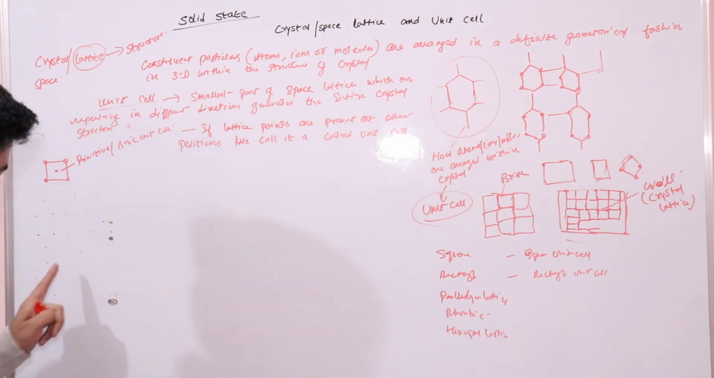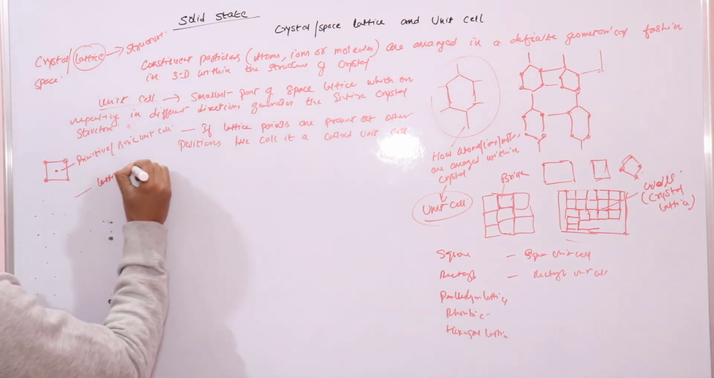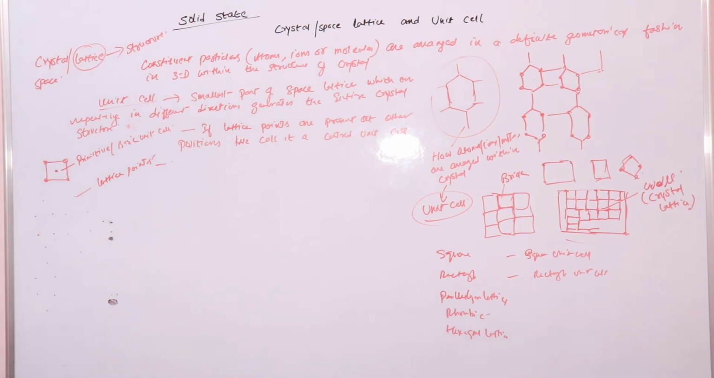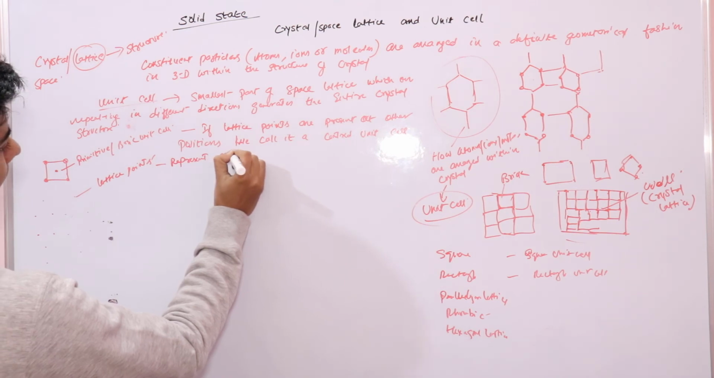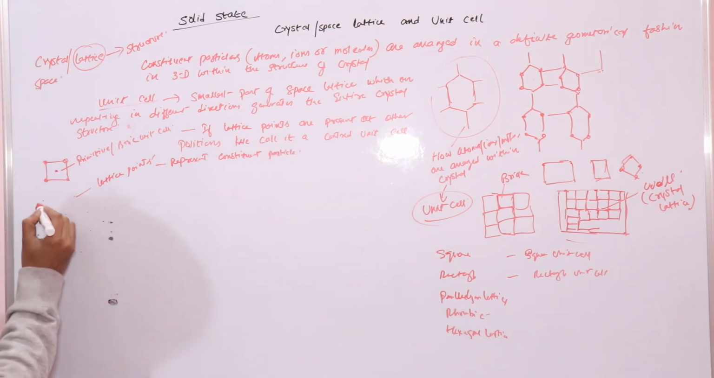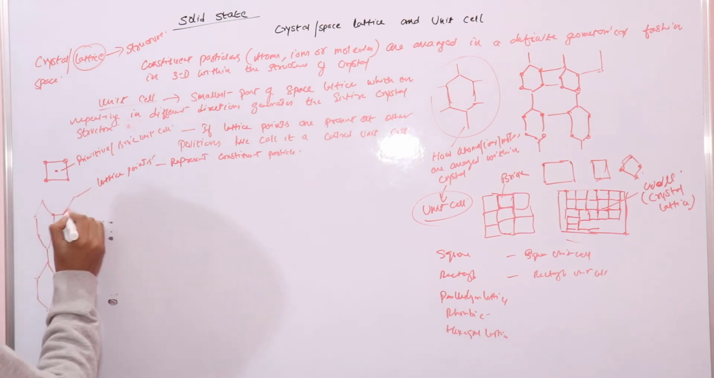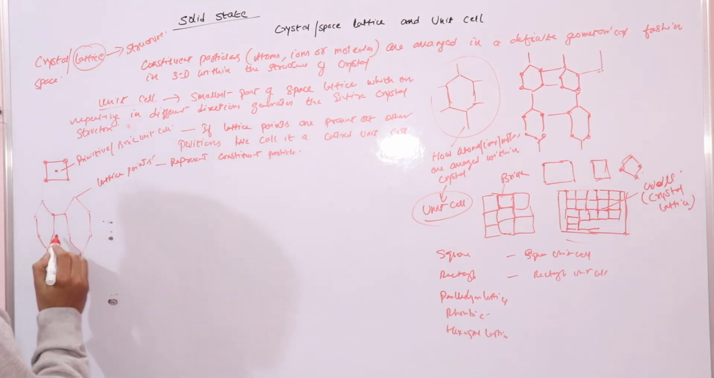And these points that represent atoms, ions, or molecules are known as lattice points. These lattice points represent the constituent particles, atoms, ions, or molecules in the structure of the crystal. Now if I join these lines, look, I'm joining these points and it will generate the same crystal. I have to join all the points.